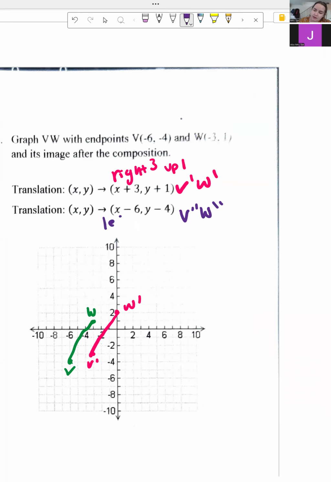Looks like this time we're moving left 6 and down 4. Okay, so from here, left 1, 2, 3, 4, 5, 6, down 1, 2, 3, 4. Make sure you're moving from the V prime, W prime, not from the green original one, okay? So left 6, down 4 right there. Okay. And then that's it.